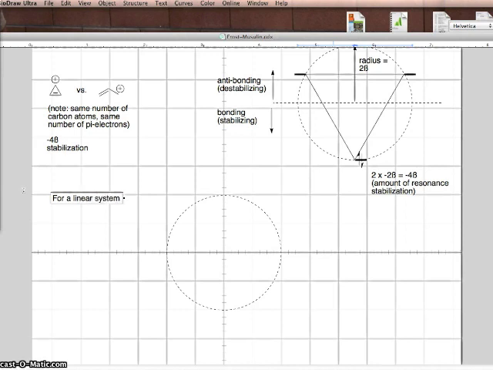The paper states that for a linear system, the way to figure out how big a polygon to put in there is to take the number of carbon atoms, or the number of atoms in your linear pi system, multiply by 2 and add 2. So in this case, 3 carbon atoms times 2 plus 2 equals 8. So we want to put an octagon in the ring.